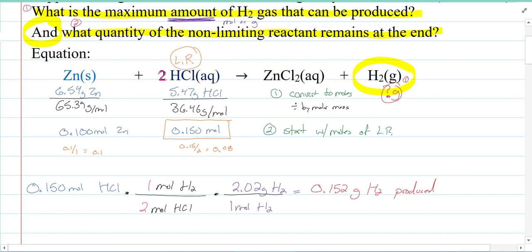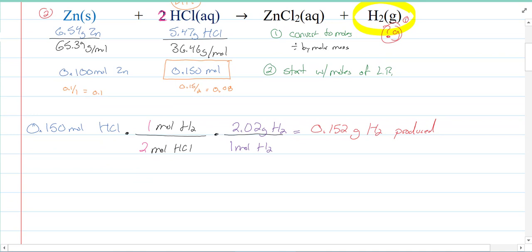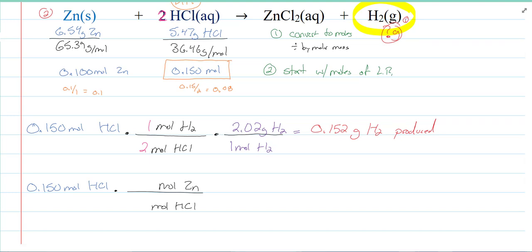Part 2 is now how much excess zinc. So for part 2, we're still going to start with moles of limiting reactant. 0.150 moles of HCl. Mole ratios next. We've got moles of HCl, moles of zinc. Same coefficients. 2 for HCl, zinc is a 1. And then we're going to go to grams, because it's easier since we have grams to start with. I guess we could go to moles too, it just doesn't say. But we're going to do it in grams.